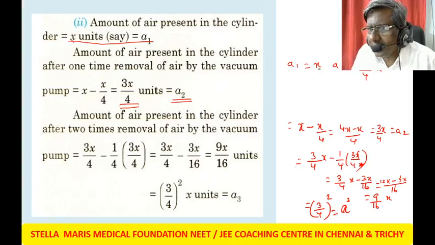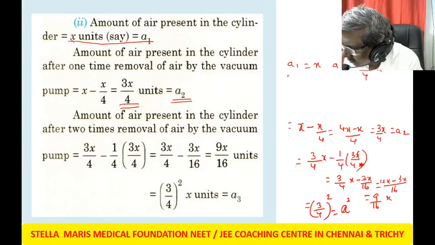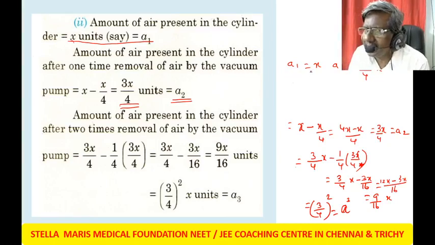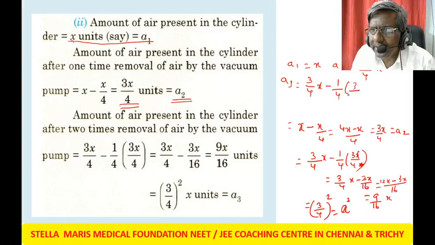See, I have found this out because x minus x by 4. Why, sir, x by 4? Because 1/4 of the air is removed every time: when a vacuum pump removes 1/4 of the air remaining in the cylinder. So the air remaining I am assuming as x. That's the beginning, the first term. The second term I am forming by subtracting x by 4. What will be A3? From this, you have to subtract 1/4 of 3 by 4x. That will be A3.